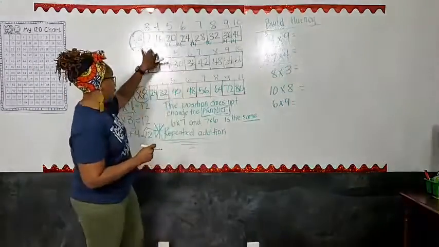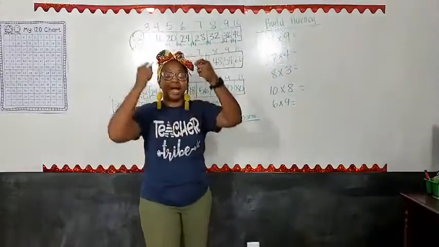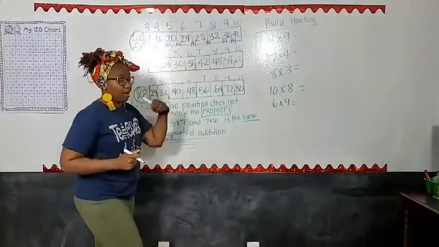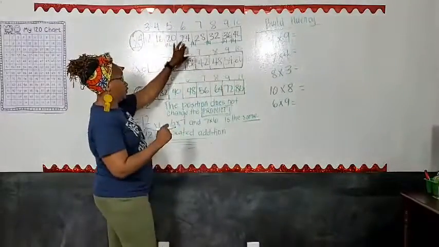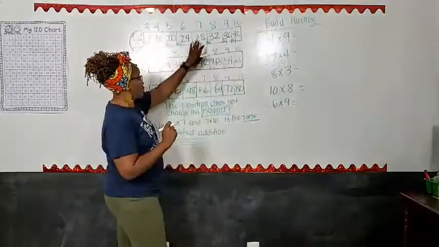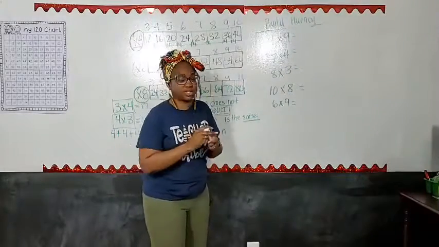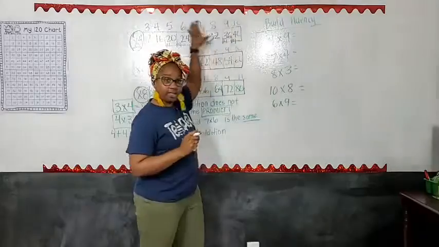So I get 12, right? And I add 4, I get 16. I add 4 more, I get 20. I add 4 more, I get 24. I add 4 more, I get 28. Okay? So allow them to use different strategies, but make sure that they're filling in this strip.